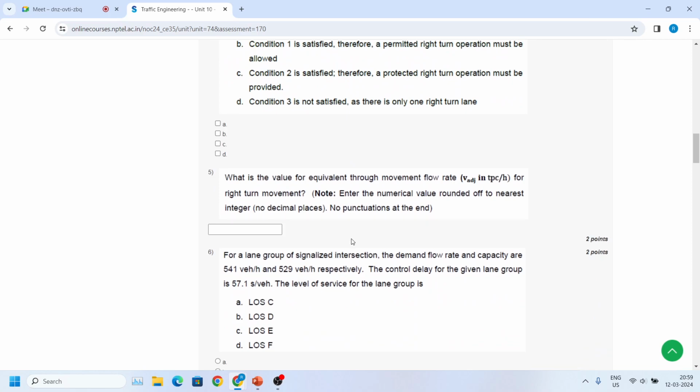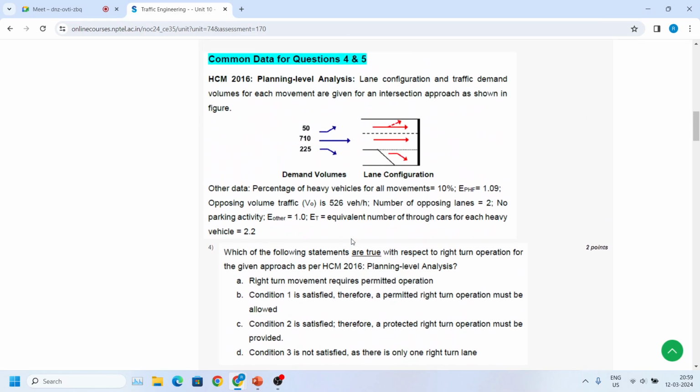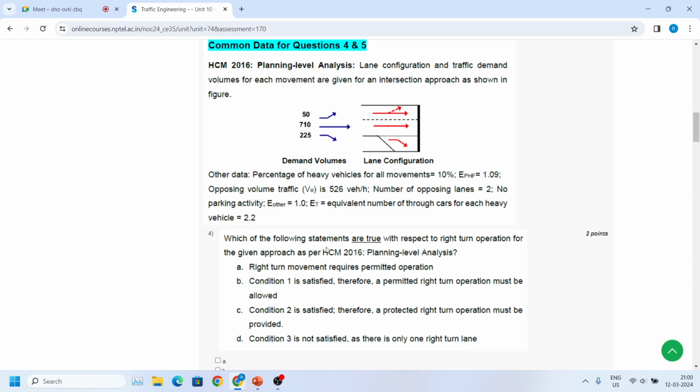Okay, yeah, so this is somewhat involved, right? So I think, yeah, just follow the slides. I think you'll be able to answer this. This is from planning level analysis. So you already have these factors and everything given. Opposing volume traffic, number of opposing lanes, okay. So everything is given.